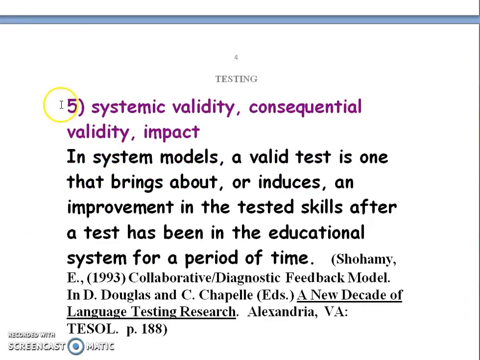And finally, there is systemic validity. That is, it's like washback or feedback. What is the impact of the test on the system, on the educational system? In system models, a valid test is one that brings about or induces an improvement in the tested skills after the test has been in the educational system for a period of time. Like the Matzav test, people wouldn't use it if it didn't improve and standardize the level of the students. Or the Bagrut, people wouldn't use it if it didn't have an educational value.